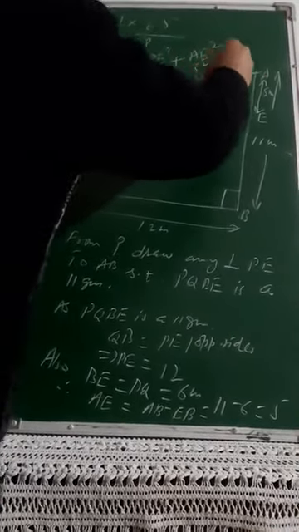So if AP square is 169, AP will be equal to what? AP will be equal to the square root of 169, and that is equal to 13 meter. So the distance between the tops of the poles will be equal to 13 meter.